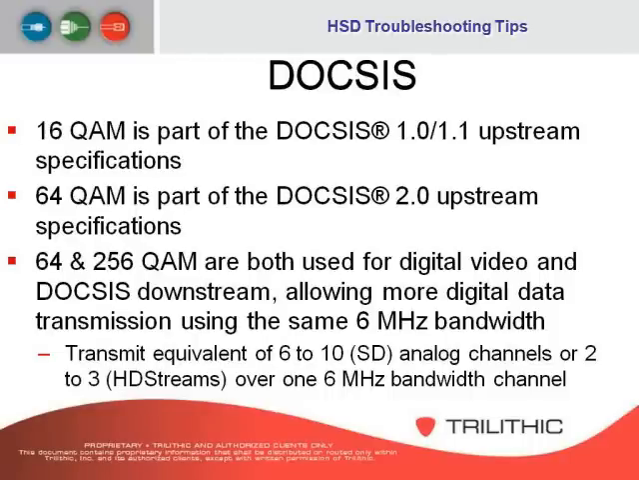64 and 256 QAM are both used for digital video and for your DOCSIS downstream, allowing more digital data transmission using the same 6 megahertz bandwidth. They transmit the equivalent of 6 to 10 standard analog channels or 2 to 3 high-def streams over a single 6 megahertz bandwidth channel.